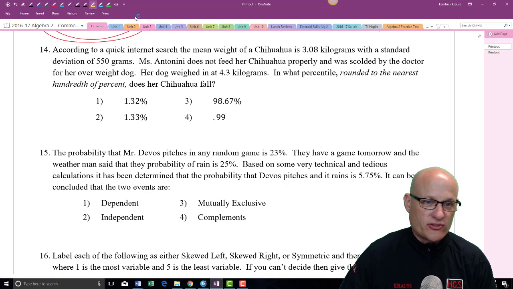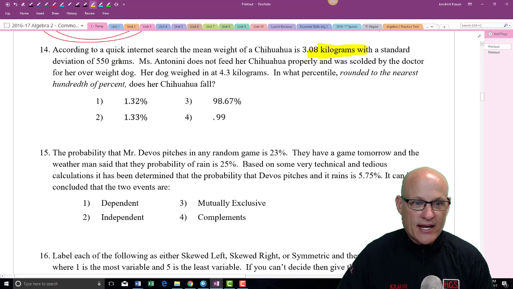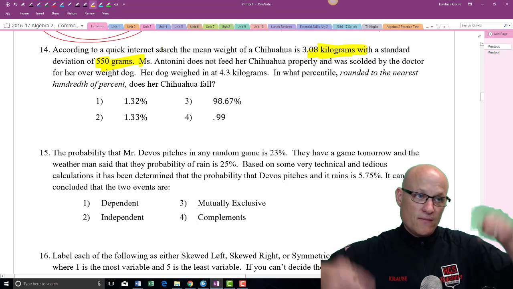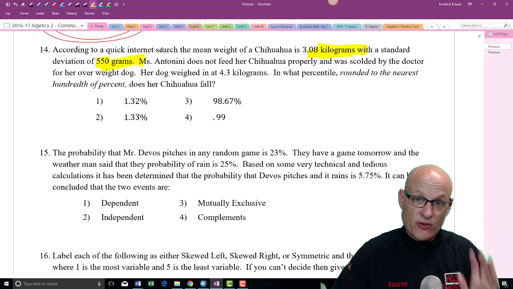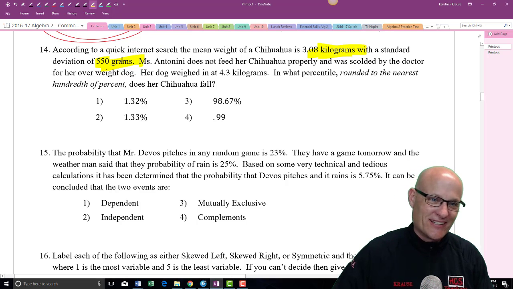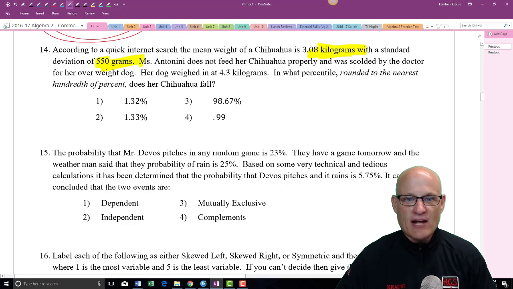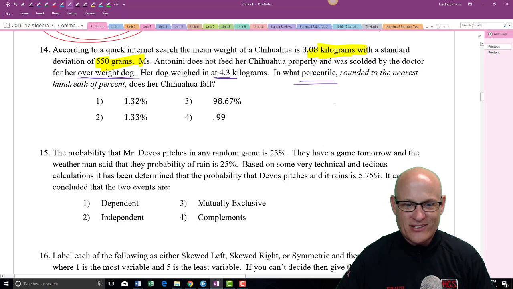Alert! Alert! Did you see it, kids? Kilograms and grams. Don't fall victim to different units. Anyway, Miss Antonini does not feed her Chihuahua properly and was scolded by the doctor for her really overweight doggy. Her dog weighed 4.3 kilograms. In what percentile ranking is this dog, rounded to the nearest 100th of a percent?